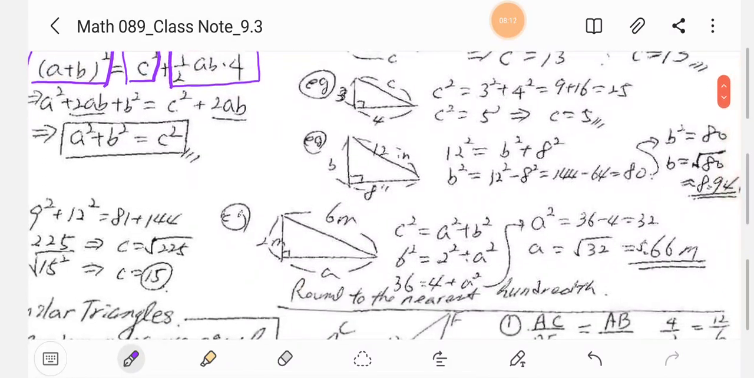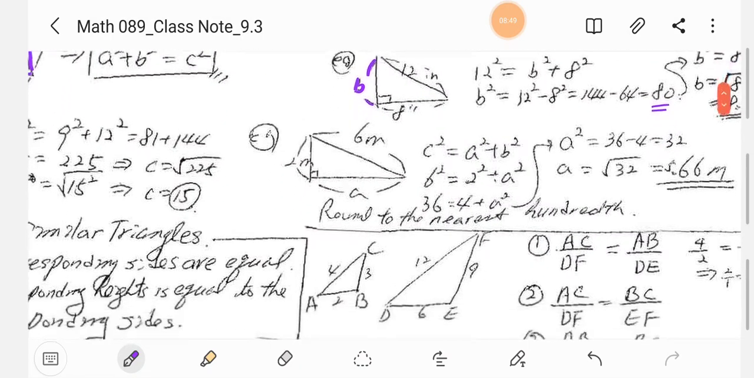Okay, how about this one? Here's B. B is not the hypotenuse. B is the leg, the right leg. So use the formula. The hypotenuse is 12, so 12 squared is equal to B squared plus 8 squared. We want to find B squared, so subtract 8 squared from each side. So B squared is 80. Then B equals the square root of 80. Using a calculator, it is 8.94, the length of side B.